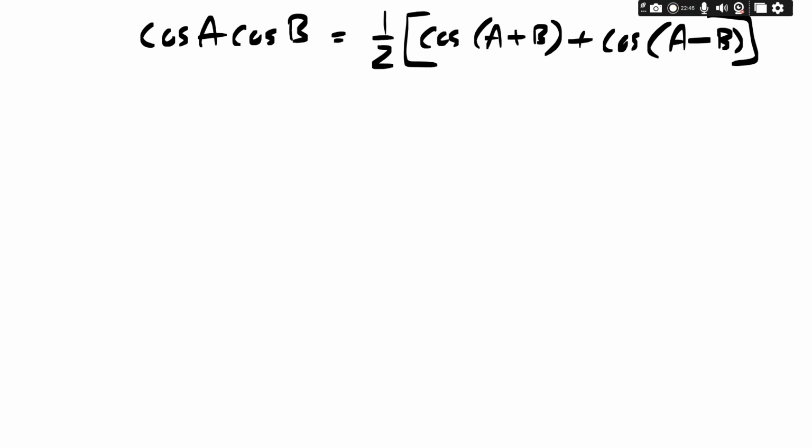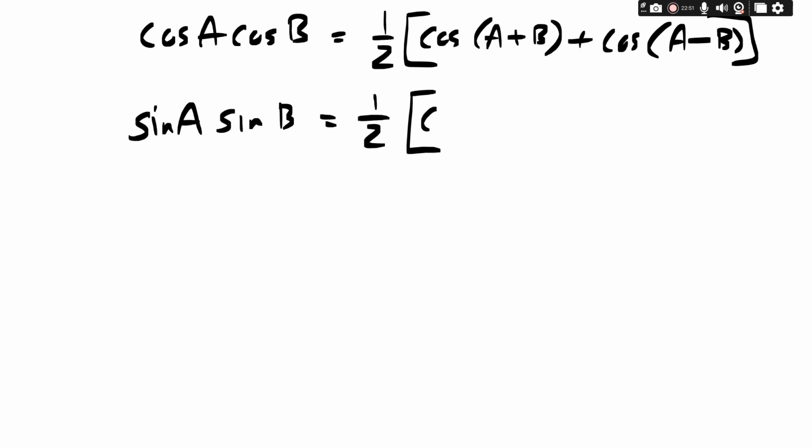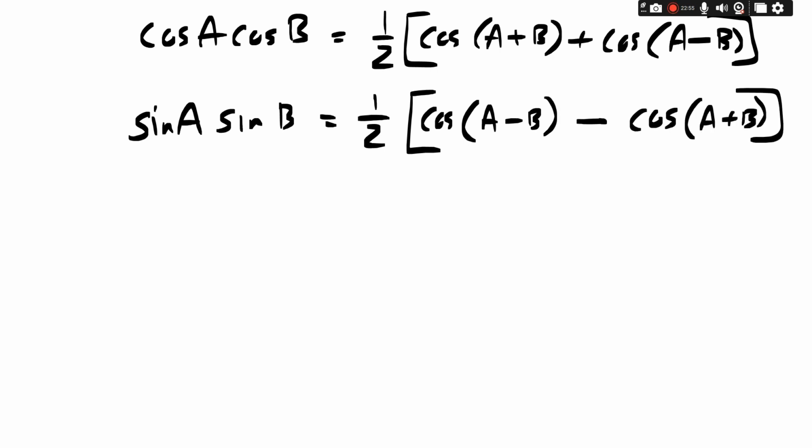And then if you were to subtract the cosine sum and difference identities, you get this. There's all 4 of them. Right here, let you copy that down. Give it a little bit of time. You can pause the video if need be.